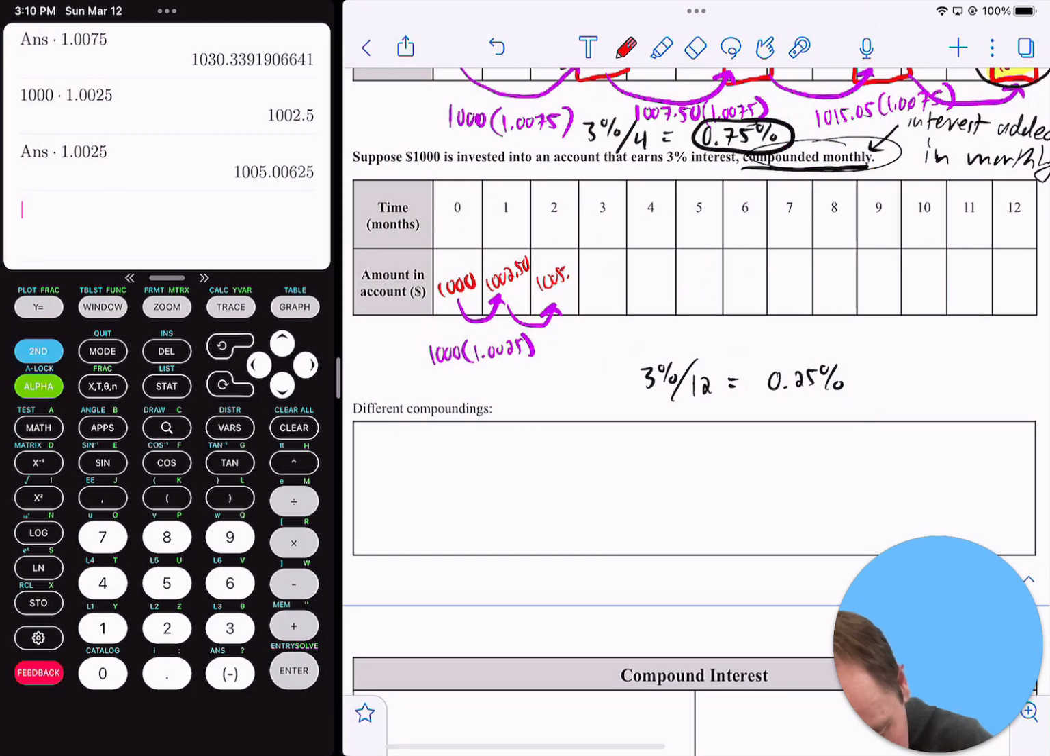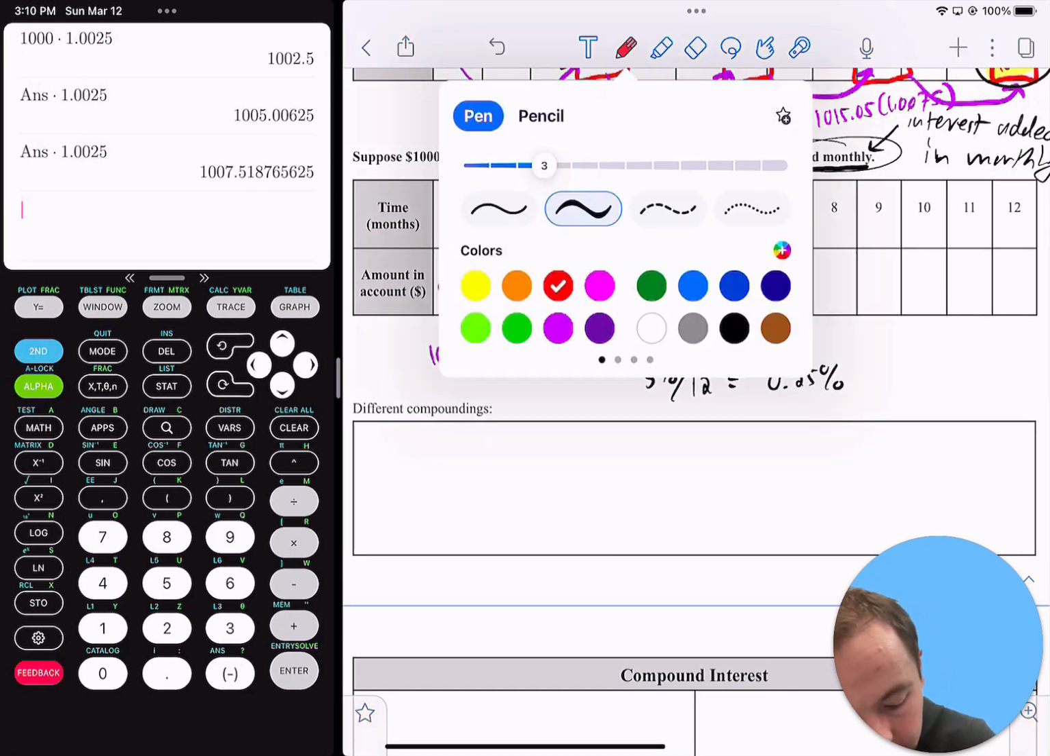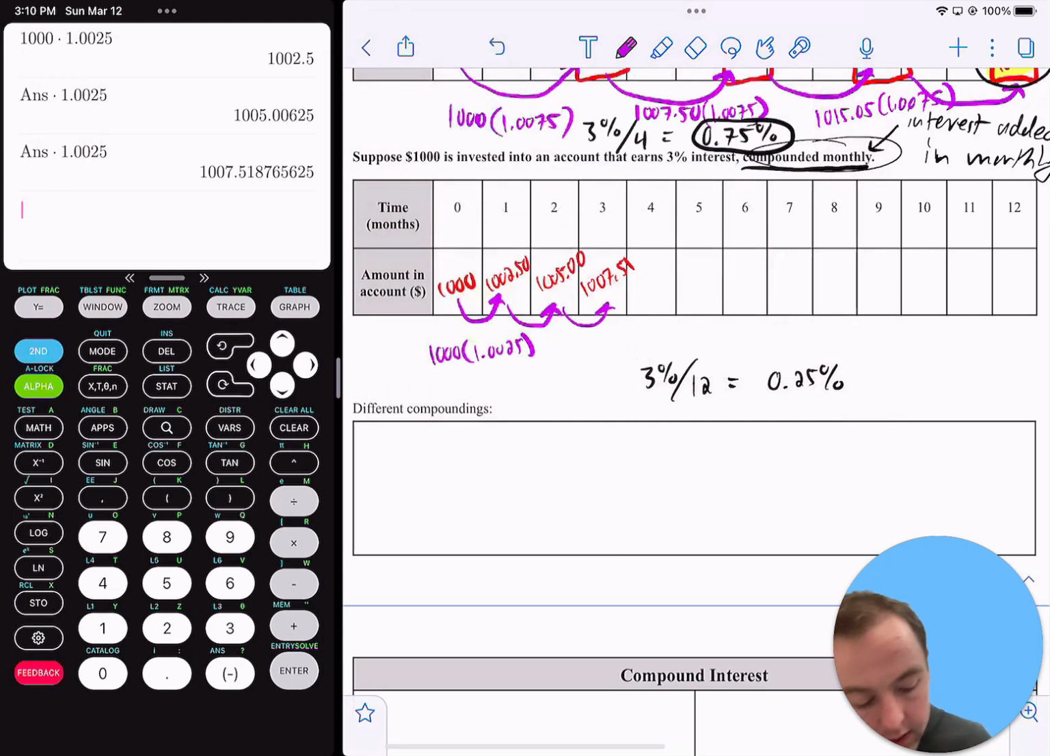$1,005 and not quite a penny yet. So kind of $1,005 on the dot there. But if we then multiply it one more time, you can see that we start to get a little bit above $1,007.50, because there we get about 51 cents, right? All right, so that pattern's going to kind of continue.